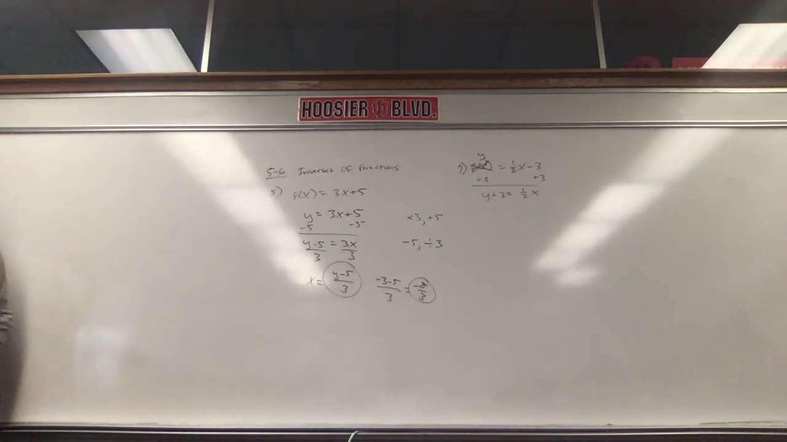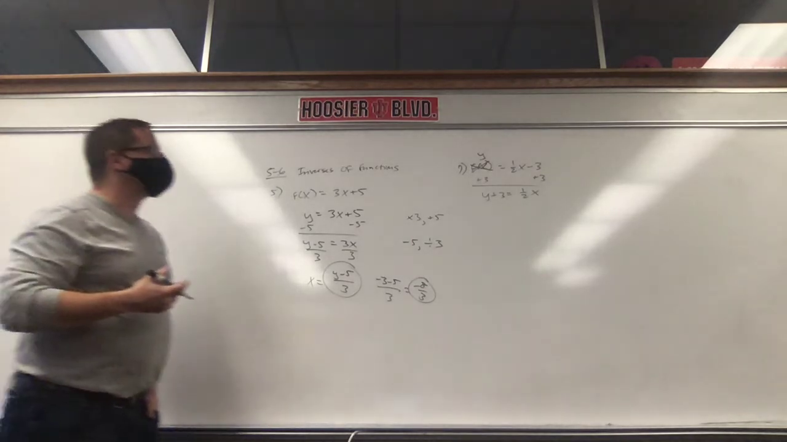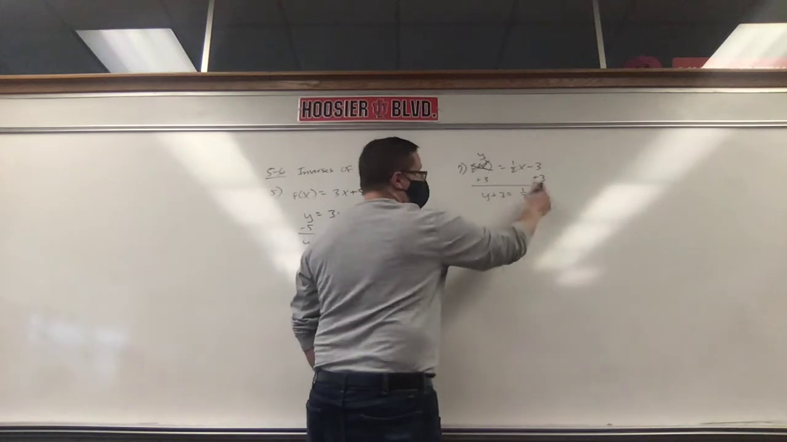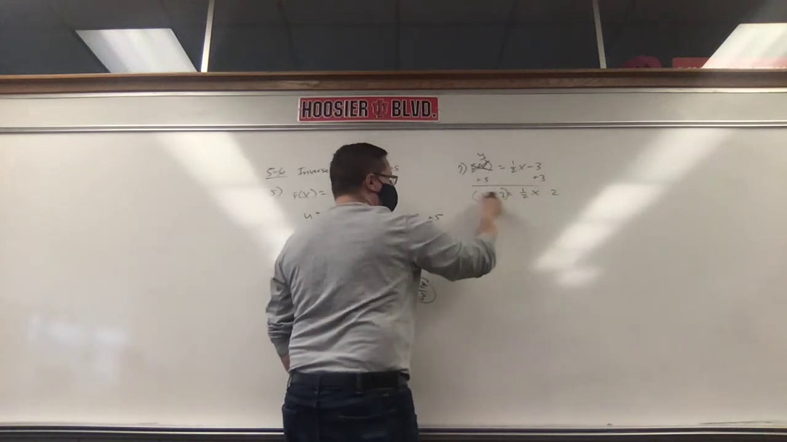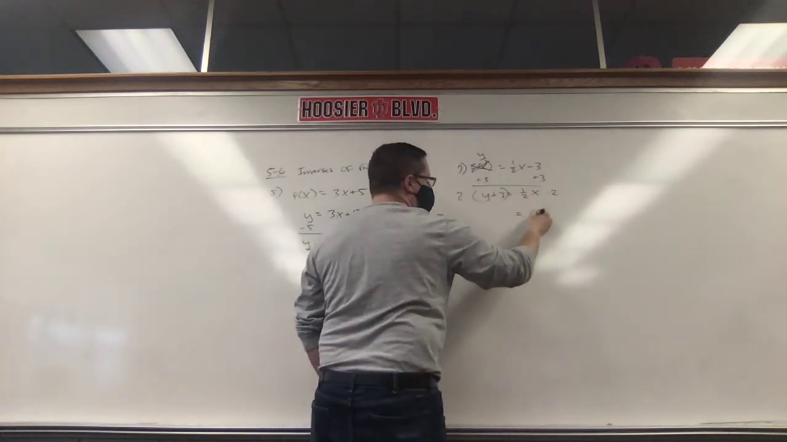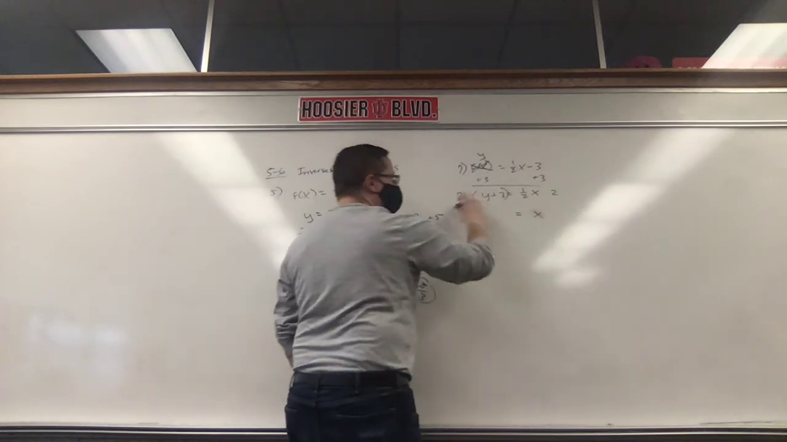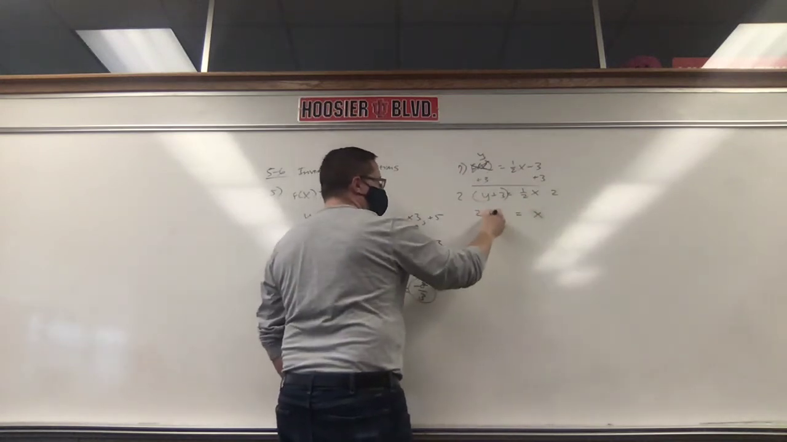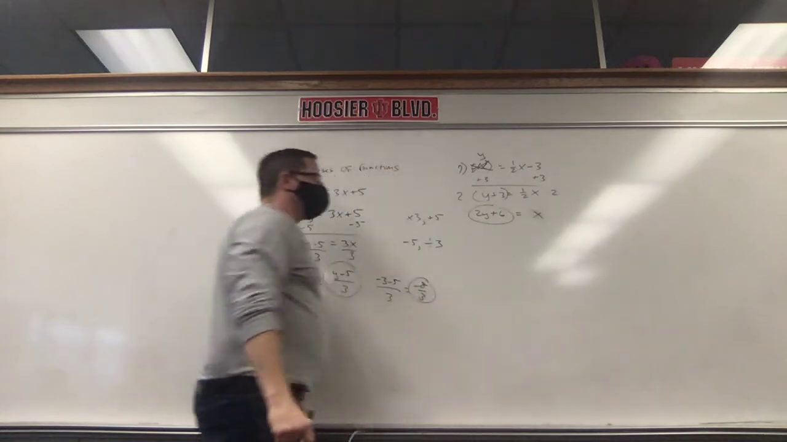I won't be offended. Okay, there's nothing wrong with dividing by half, but to make it a little bit nicer, I don't like fractions. So I'm going to just times each side by the denominator. I'm going to clear my denominators. Times this side by 2, times this side by 2. That way these cancel. We won't have any fractions at all. So 2 times y plus 3 is 2y plus 6.